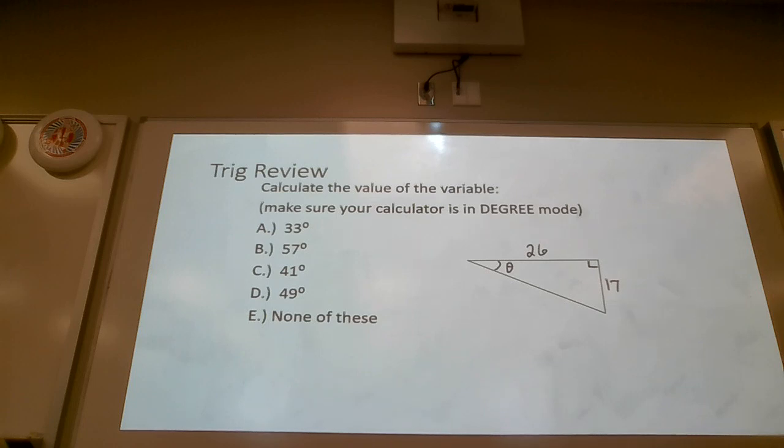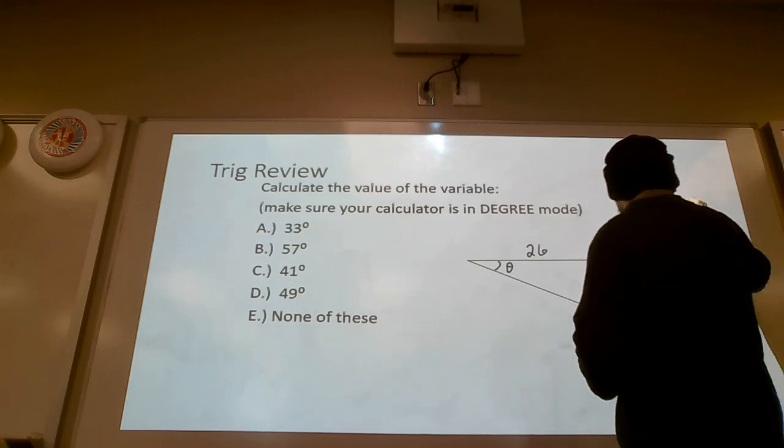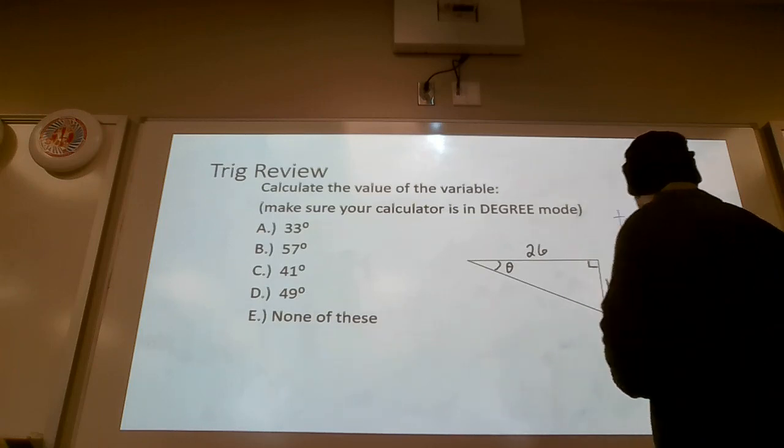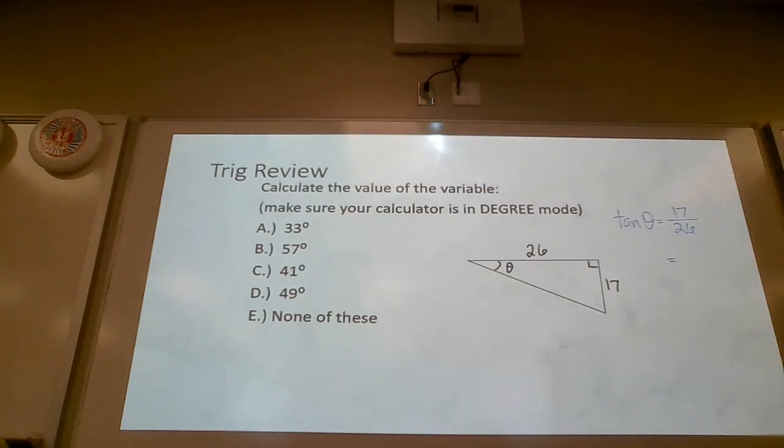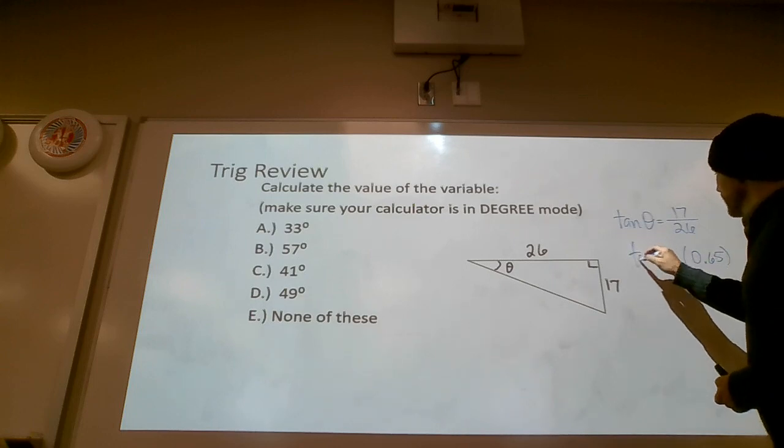Okay. What sides do you have? Opposite and adjacent. What trig function uses opposite and adjacent? Tangent. So you have tangent theta is equal to opposite over adjacent. Everybody knows how to do 17 divided by 26 on your calculator. 0.65, okay, equals tangent theta.